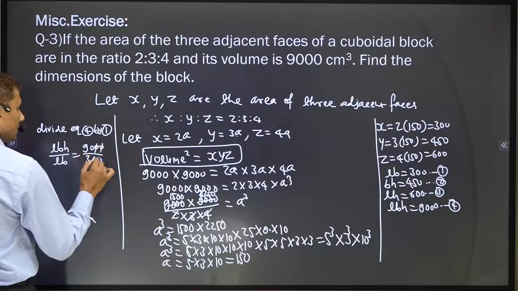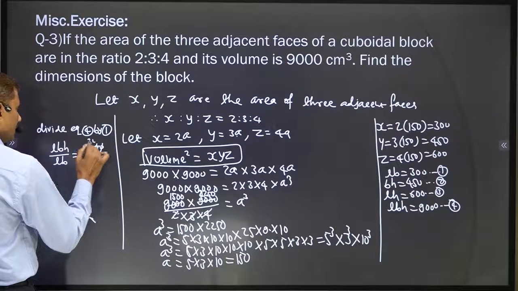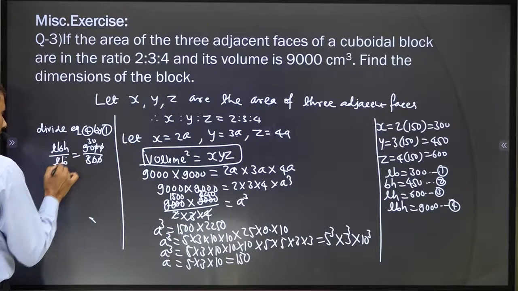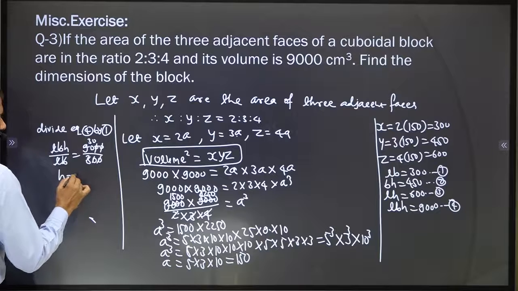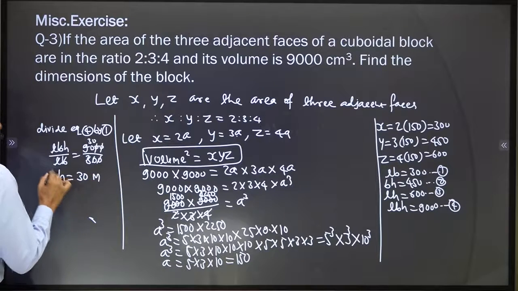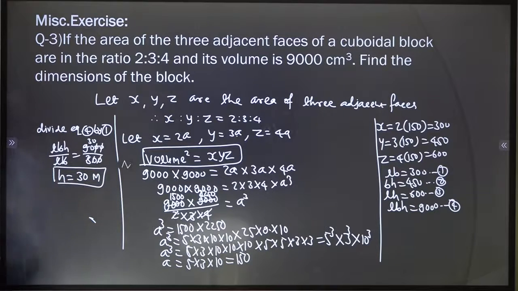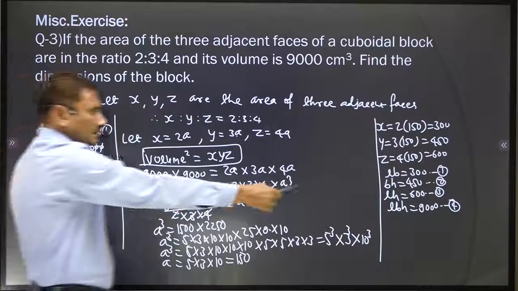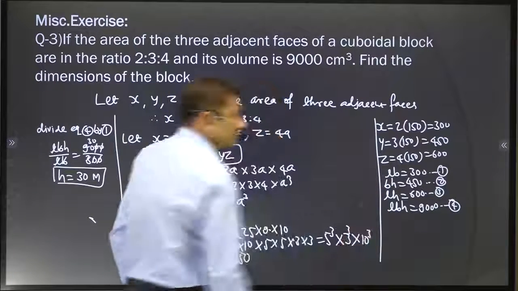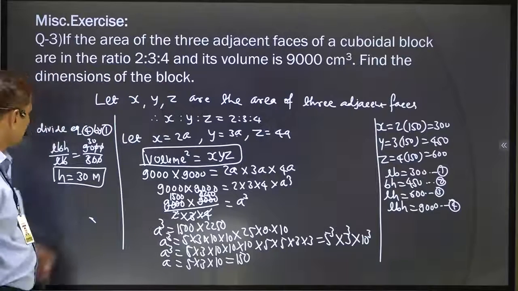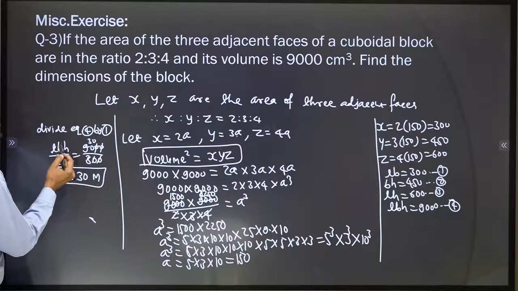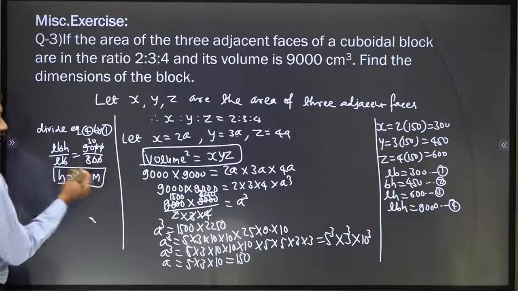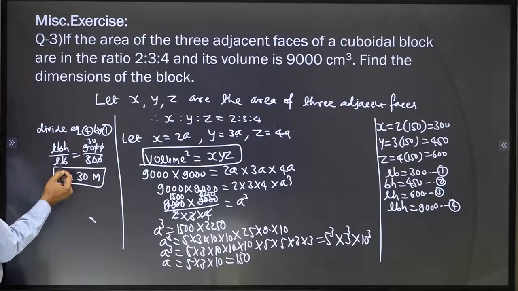So 30 into 30. Here LB gone, H left. So H equal to 30 meters. So we got the first answer here. Again, I have written all three and the fourth one also. Now I divided fourth by first, left side by left side, right side upon right side. So whatever we got here, LB cancels out, H left, here 30 left.